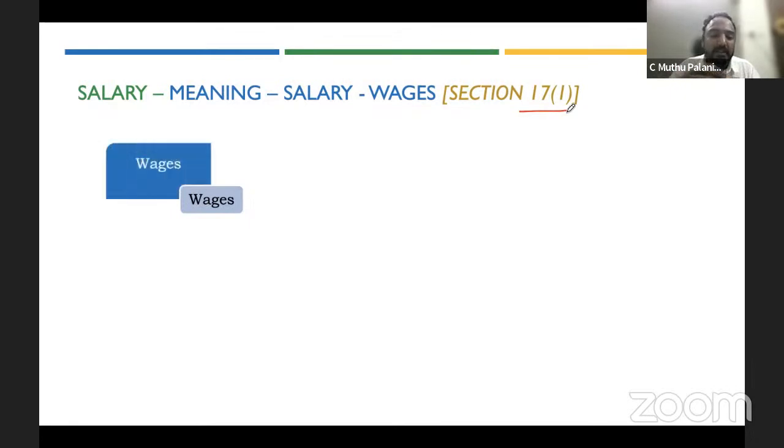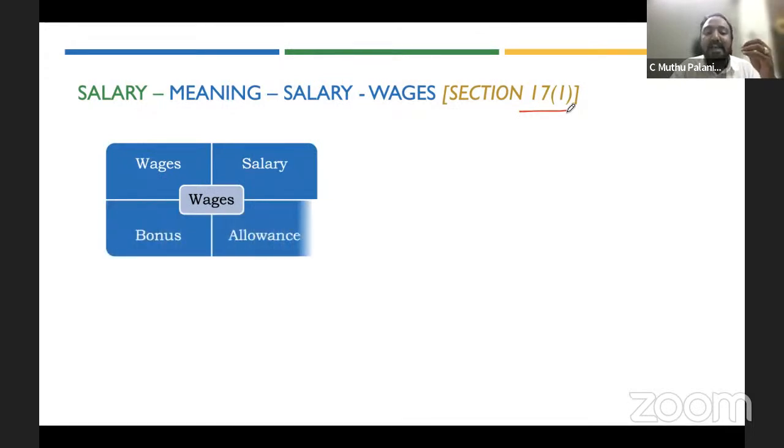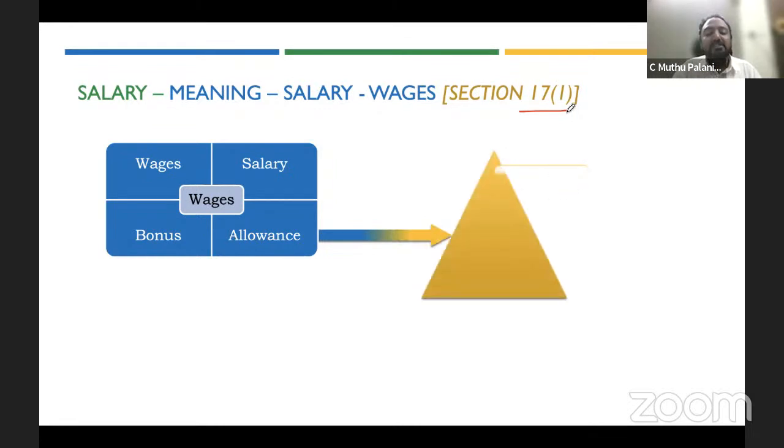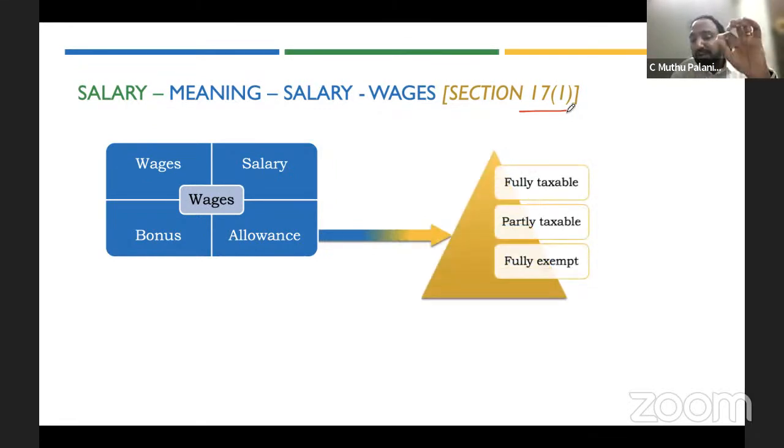Now we are going to understand the salary component. Salary includes 4 components: wages, salary, bonus, and allowance. These 4 put together are called salary. So 17.1 talks about these 4 things. And what do you mean by allowance? Allowance might be fully taxable, sometimes it might be partly taxable, and sometimes it might be fully exempt also. So salary as such will be taxable.